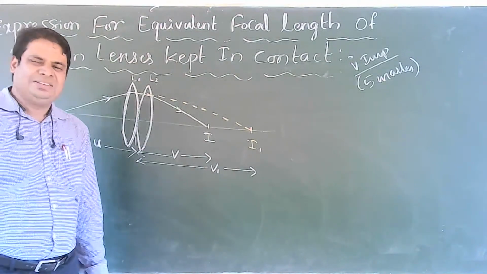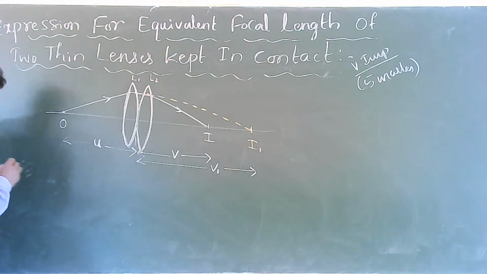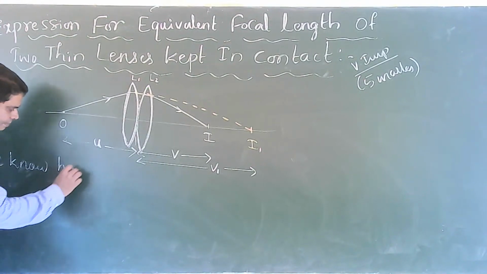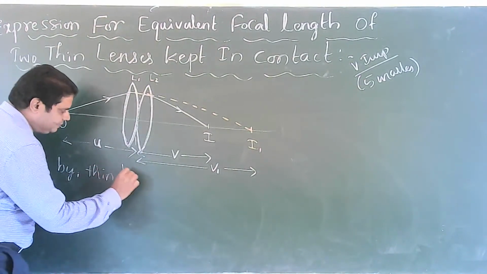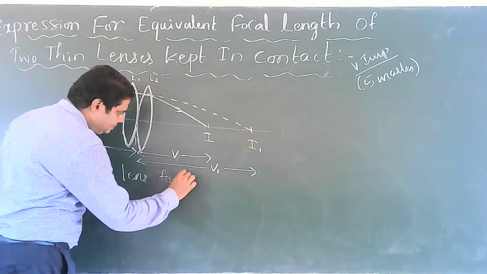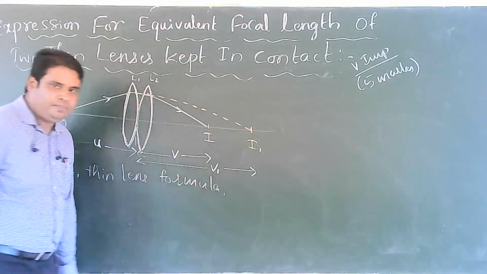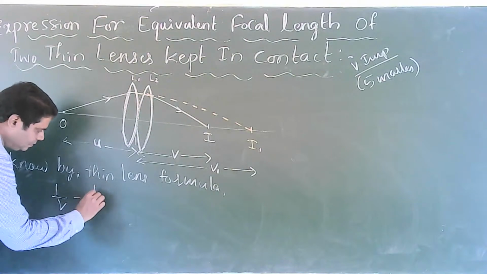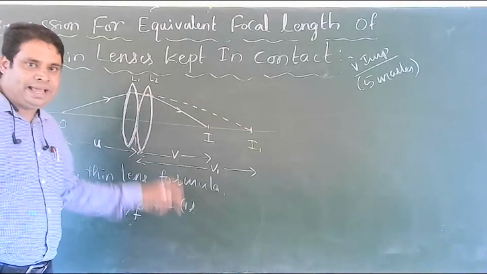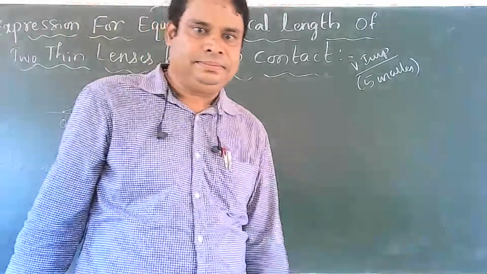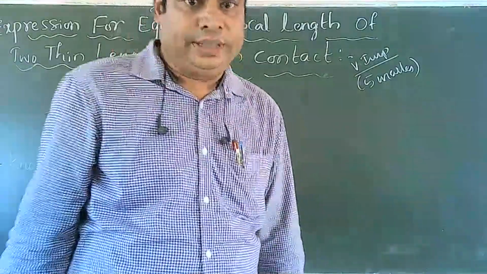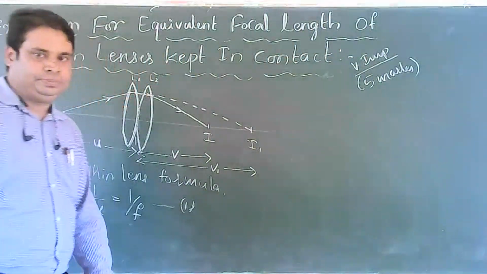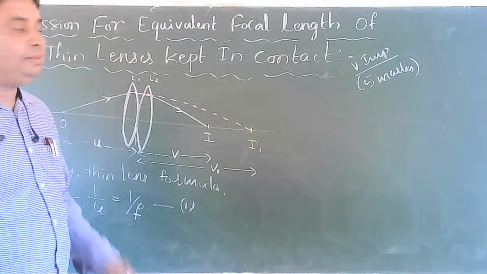How to derive this? Simple. Let me start here. We know by the thin lens formula, 1 by V minus 1 by U equals 1 by f. Next, L1 and L2. We just have to consider refraction by lens L1.